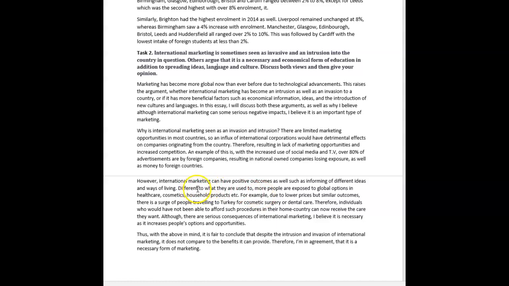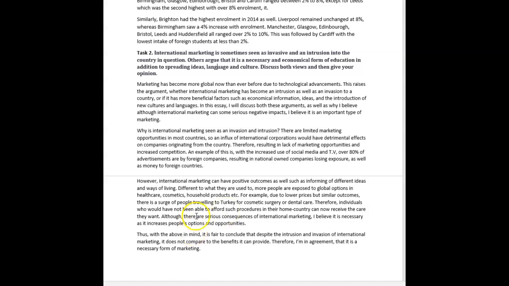More people are exposed to global options in healthcare, cosmetics, household products, etc. So I don't understand this different to what they used to. It doesn't work here. It's not adding any information here. For example, due to lower prices but similar outcomes, there is a surge of people traveling to Turkey for cosmetic surgery or dental care. Therefore, individuals who would not have been able to afford such procedures in their home country can now receive the care they want. This isn't international marketing. This is not related.